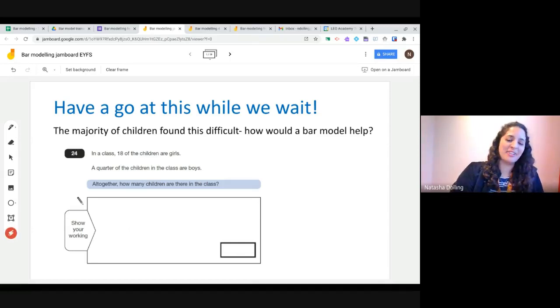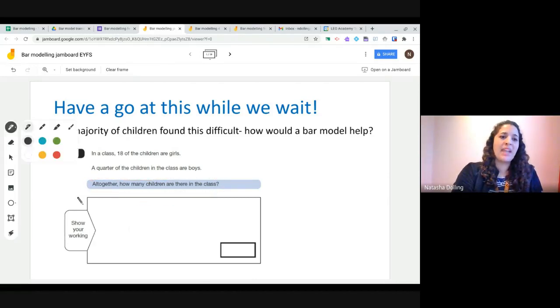What I always have at the start of this session for when people are virtually coming in is to have a look at the SATs question. The reason being that the majority of children that tried this question got it incorrect. And I just want us to think about why and how a bar model might help. So in a class, 18 of the children are girls, a quarter of children in the class are boys. Altogether, how many children are there in the class? Now, how would a bar model help with this question?